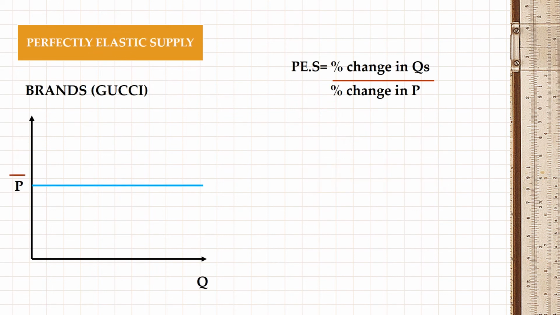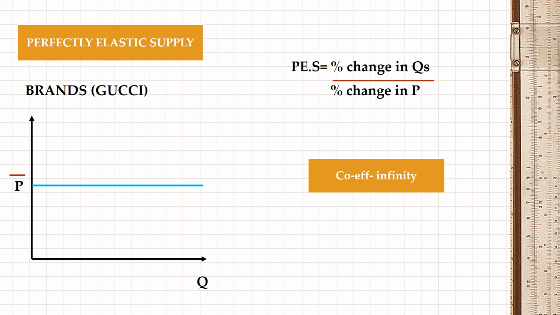So this is the case of perfectly elastic supply, and like the previous case, it's an extreme scenario with no perfect example, but I still found a close example. So you can have high-end brands here like Gucci, Prada, Chanel, Jimmy Choo. If you refer to the graph, you see that the price is constant. You cannot change your price regardless of whether the quantity is changing or not. Because if you change the price, you collapse.